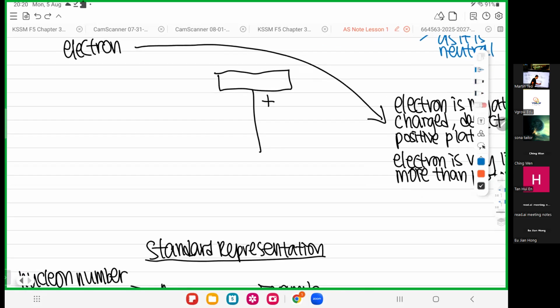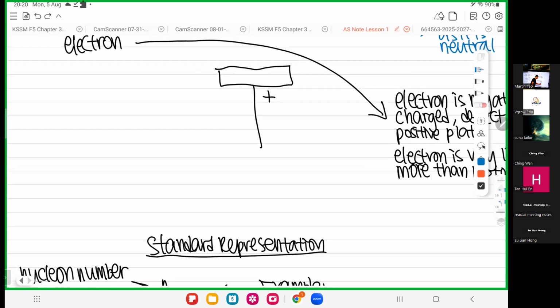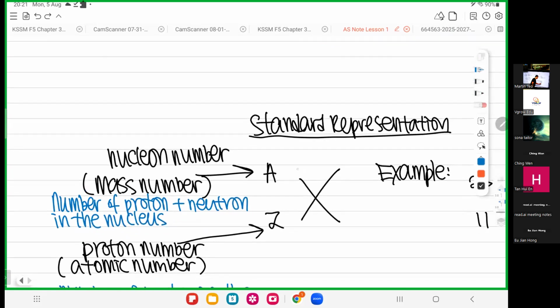What is standard representation? Standard representation is a method, a format for us to write chemical substance in the periodic table. So basically, in the periodic table, we are representing the chemical substance using standard representation. So how does the standard representation look like? You will see a big symbol right in the middle, and then there are two numbers. On top here, this is a big number. At the bottom here, this is a small number. Big number on the top, small number at the bottom.